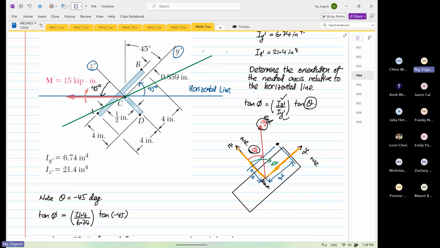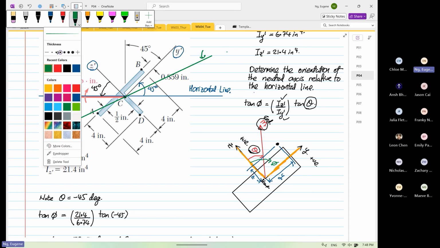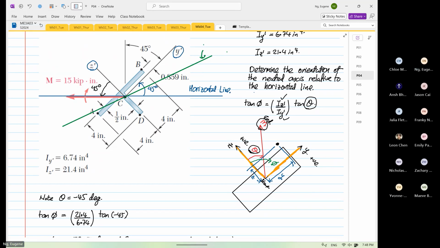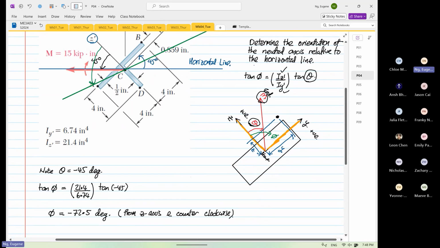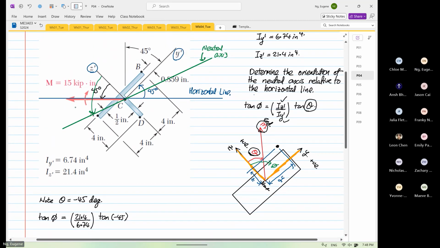So this is your neutral, no more centroid here. It's your neutral axis. So this angle over here, right? This angle over here is equal to minus 72.5 degrees. Okay, I'll write properly.